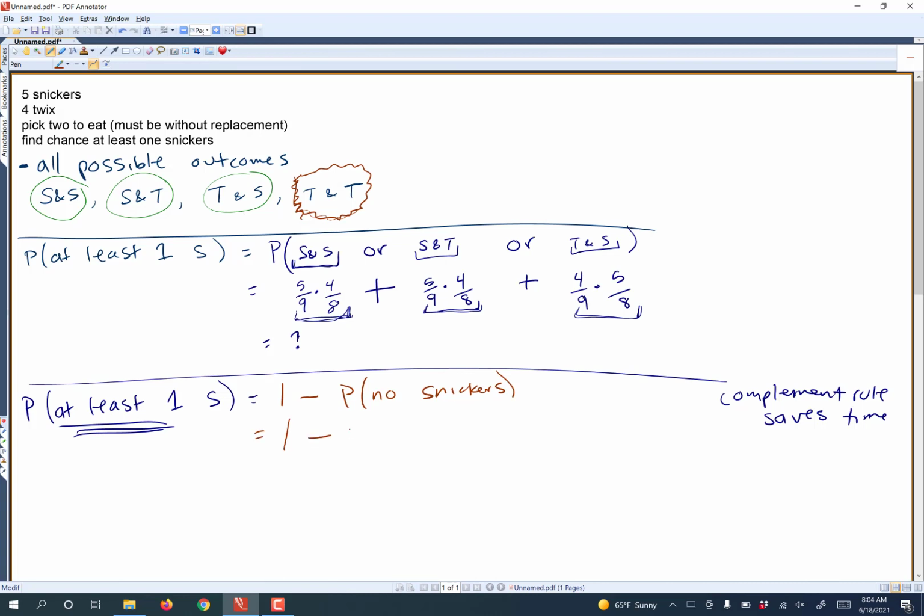So the probability of no Snickers meant you actually have to get Twix and Twix. So to get Twix and Twix, the first time you have 4 Twixes out of 9. The second time you only have 3 Twixes out of 8. And if you put that in your calculator, you're going to get the exact same thing that we did above. Again, the complement rule just saves you time because if you want a probability of at least 1, the only thing left over would be the probability of no or none. And so that just saves you time. Again, you can do it either way. It's just up to you and whether or not you remember that you'll save time if you use the complement rule.